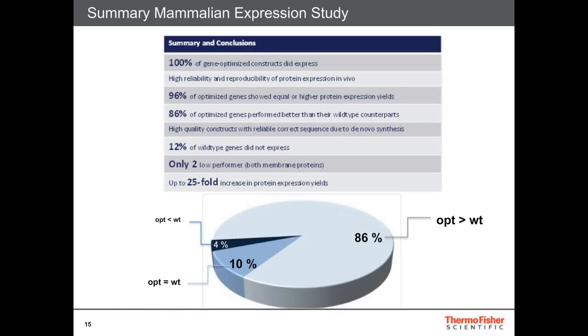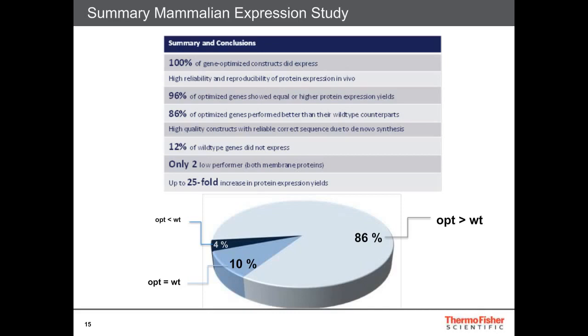So what came out of this comparative expression study was, first of all, that 100% of our gene-optimized constructs did express, which is proof for the high reliability and reproducibility of protein expression in vivo using optimized genes. And this is quite worth mentioning since, for example, 12% of the wild-type genes did not express at all.